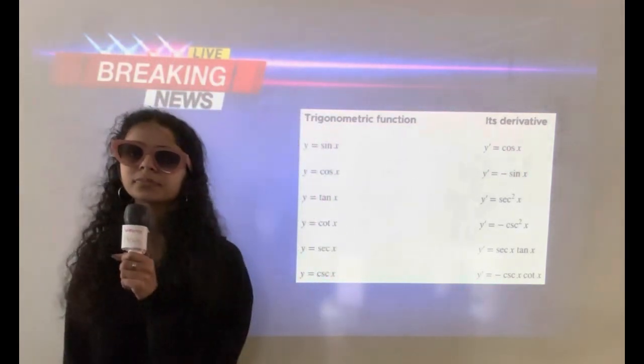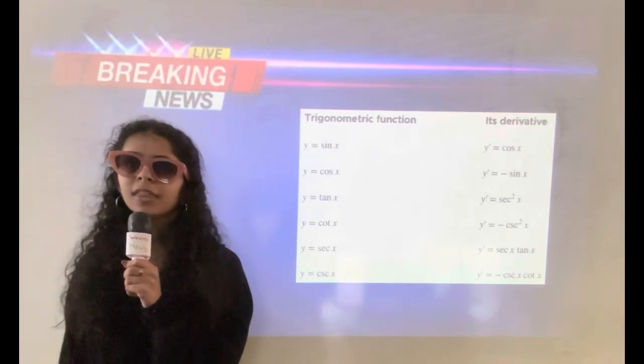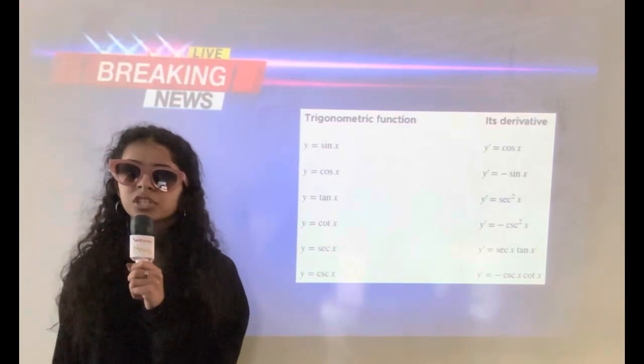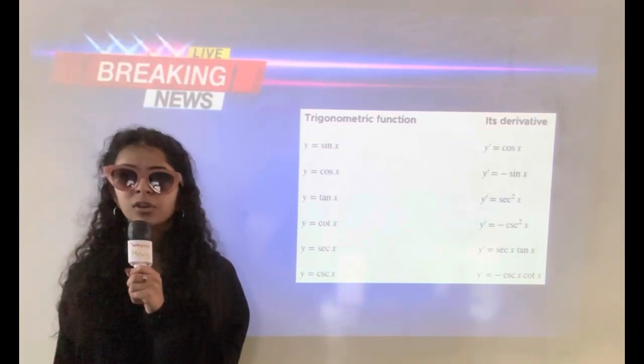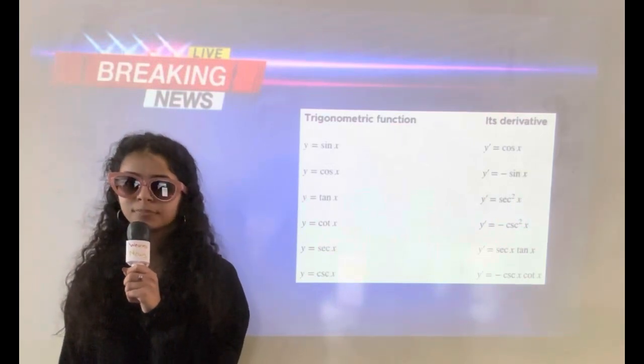These derivatives of trigonometric functions involve the mathematical process of determining the rate of change of trigonometric functions with respect to the variable angle. This variable angle is what the A in PTA stands for.